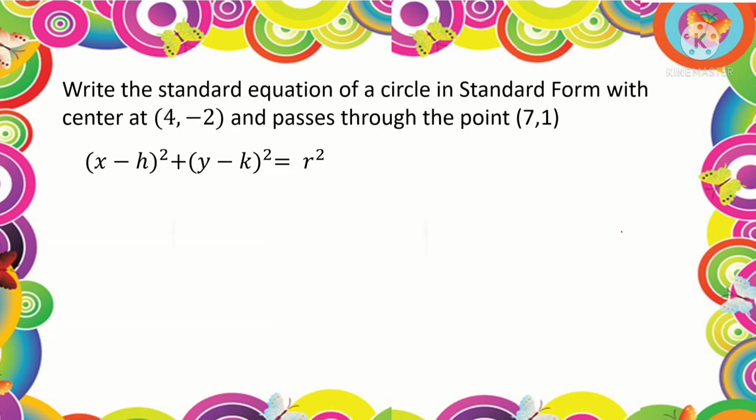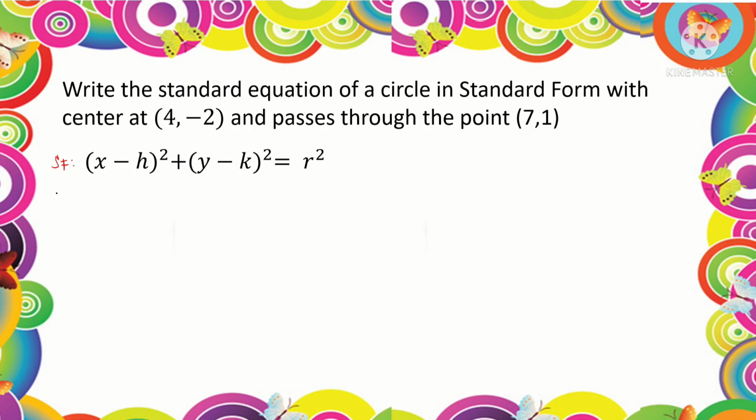Write the equation of a circle in standard form with center at the point 4, -2 and passes through the point 7, 1. Again, let's make use of this standard form to solve for the radius first. So, let's find the radius first.